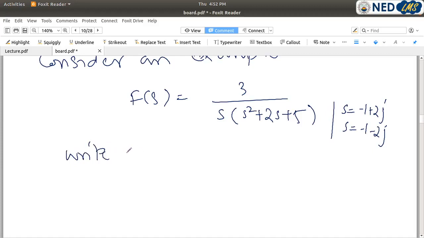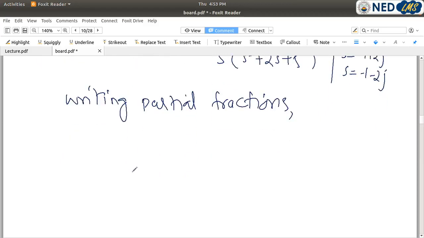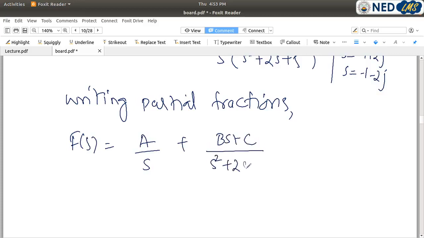Writing partial fractions. Here f of s is equals to a over s plus bs plus c over s square plus 2s plus 5. You can see the way we have written the partial fractions of the function in case of complex roots in the denominator polynomial.